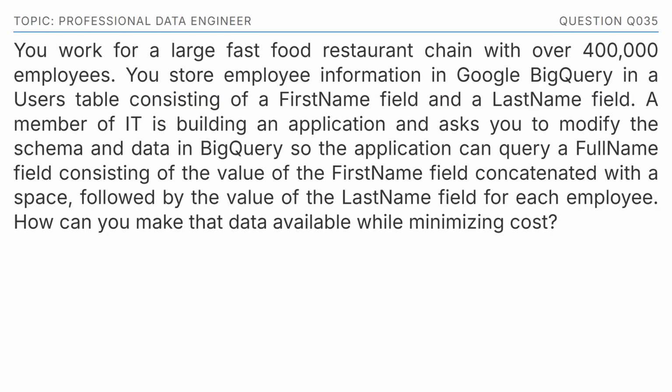You work for a large fast food restaurant chain with over 400,000 employees. You store employee information in Google BigQuery in a users table consisting of a first name field and a last name field. A member of IT is building an application and asks you to modify the schema and data in BigQuery so the application can query a full name field consisting of the value of the first name field concatenated with a space, followed by the value of the last name field for each employee. How can you make that data available while minimizing cost?